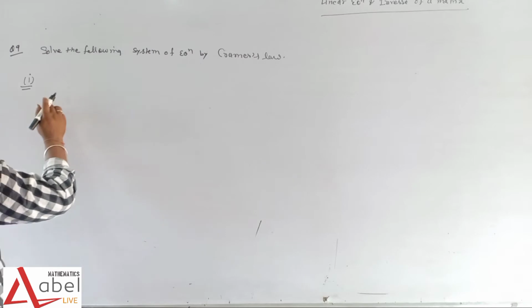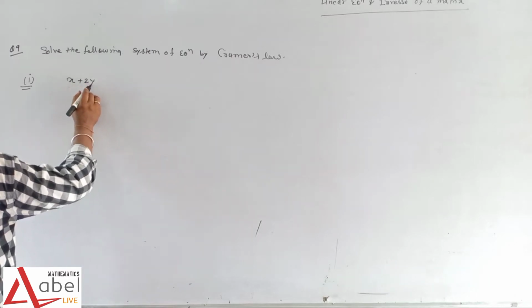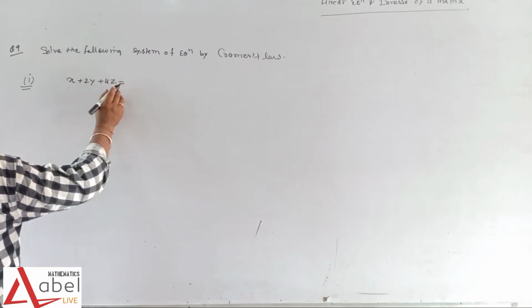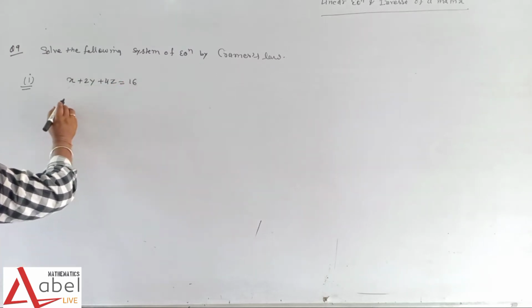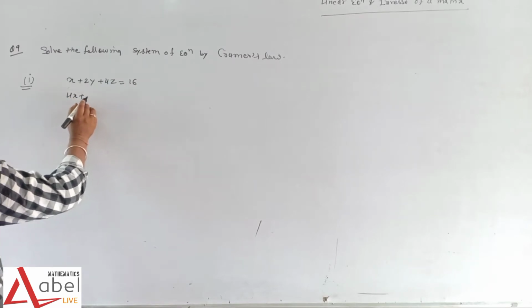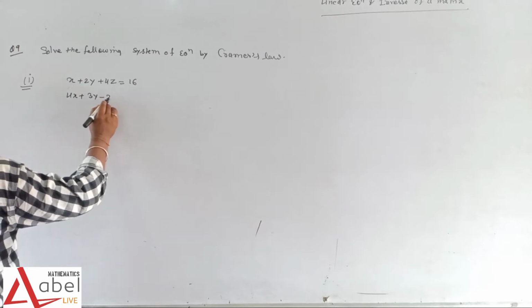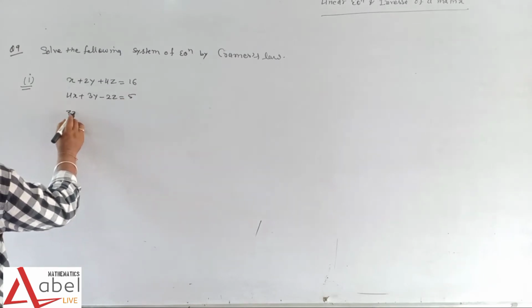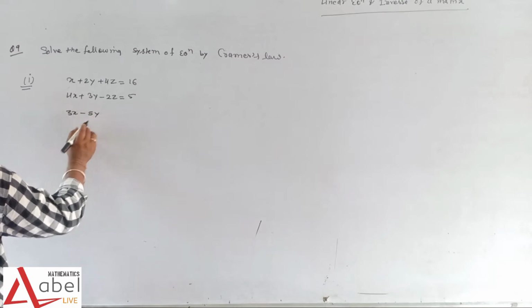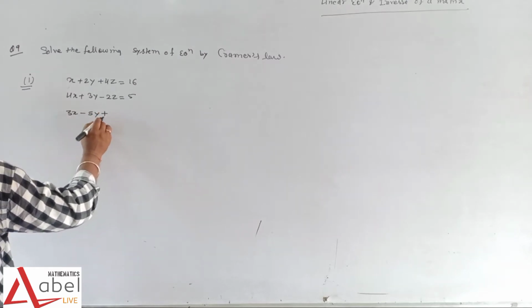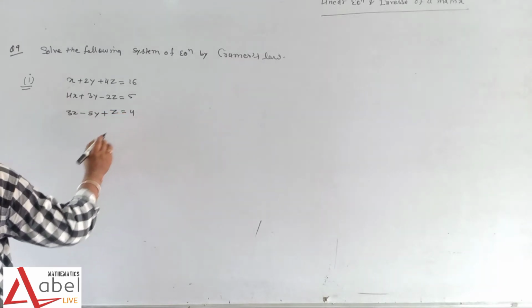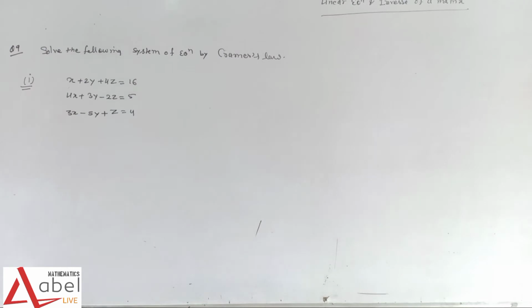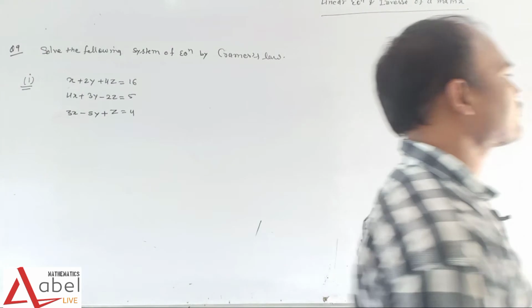There are two questions. The first question is x plus 2y plus 4z equals 16, and 4x plus 3y minus 2z equals 5, and 3x minus 5y plus z equals 4. So it is x plus 2y plus 4z equals 16, 4x plus 3y minus 2z equals 5, and 3x minus 5y plus z equals 4. So students, this is the question, and now we have to solve it by Cramer's law.